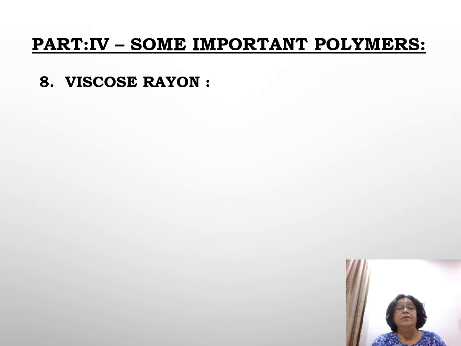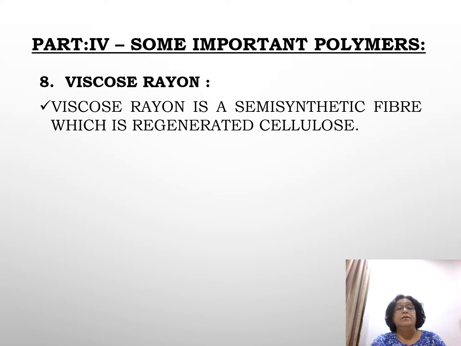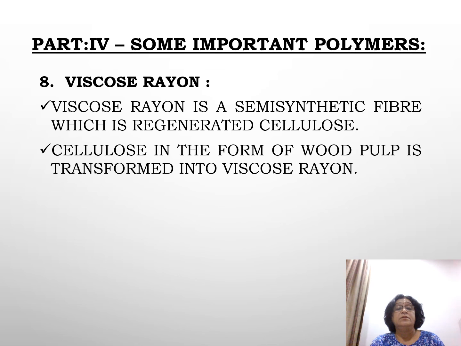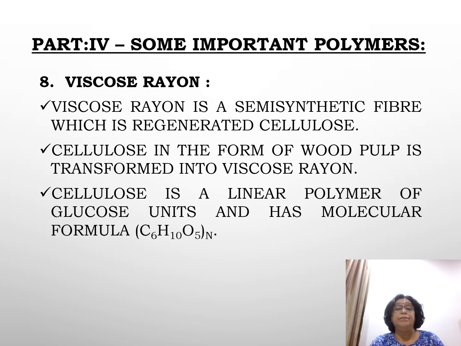So, viscose rayon. Viscose rayon is a semi-synthetic fiber which is a regenerated cellulose. So it is treated with chemicals. Regenerated cellulose means raw cellulose is treated with chemicals to make it of a better quality. So cellulose in the form of wood pulp is transformed into viscose rayon.